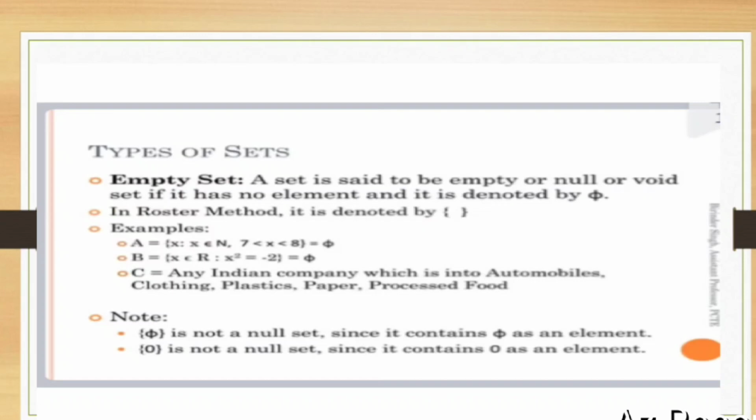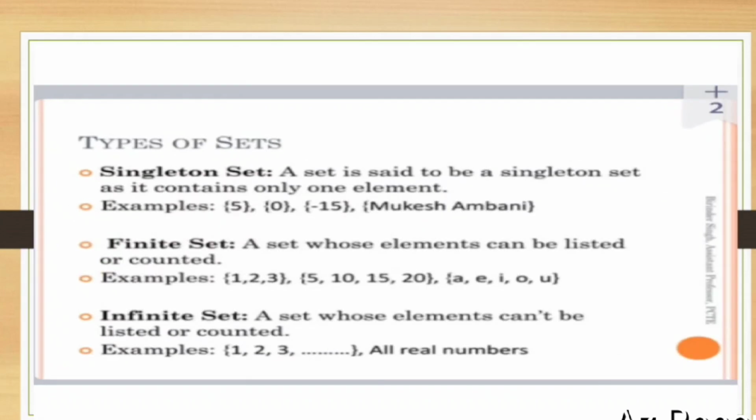The next one is singleton set. A set having only one element is called a singleton set. Example, set of mothers of a person. The next one is finite set. A set is said to be finite if it has a finite number of elements. The elements can be counted by a definite number. For example, the set of first 5 natural numbers, S equal to {1, 2, 3, 4, 5}.